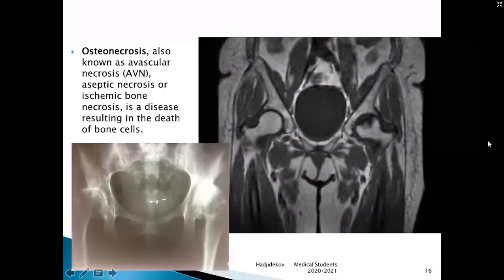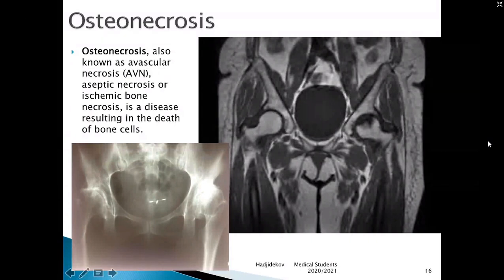So in osteonecrosis, we call it also vascular necrosis, or aseptic necrosis, or even ischemic bone necrosis. This is a disease which results in death of bone cells, and usually it could occur even in young patients in their 40s, for example. And you will observe on radiograms only the late changes of the disease, but the very first findings will be localized on MRI, because MRI is very sensitive to subtle changes in bone, in edema. Bone edema can be seen.